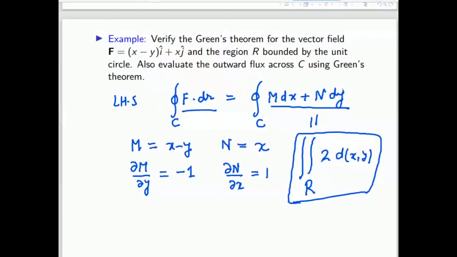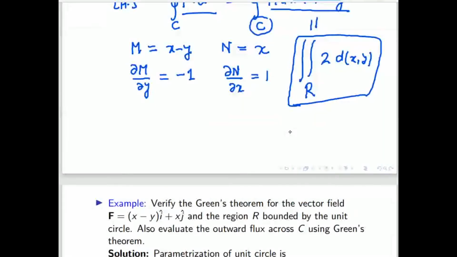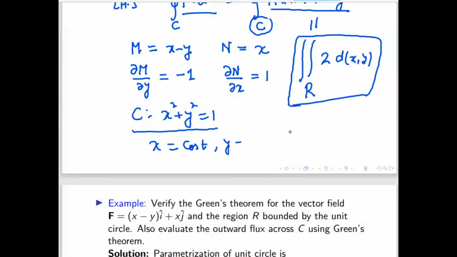So here, what is the curve C? Curve C is this unit circle. This region R is bounded by this curve C, the unit circle. So C means the unit circle x square plus y square equal to 1. So what is the parameterization of this? x equal to cos t, y equal to sin t, and t is from 0 to 2 pi.